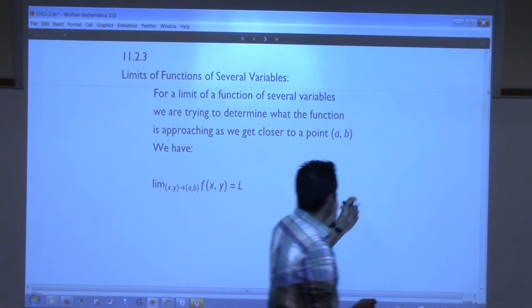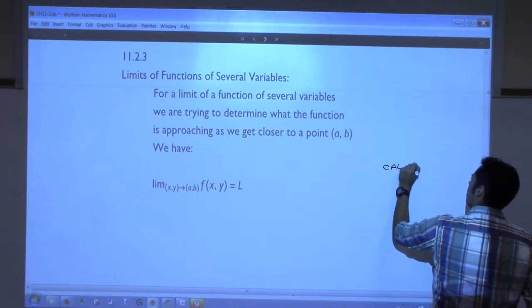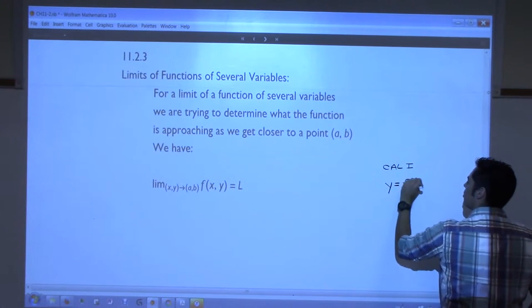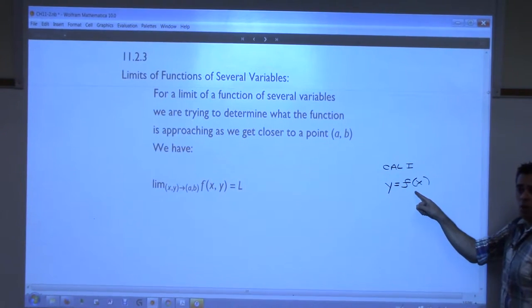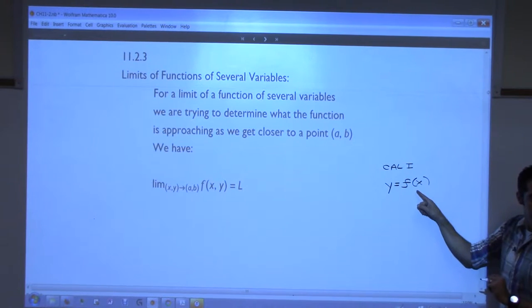Let me try and illustrate it. In Cal 1, you have y as a function of x. The domain in Cal 1 was one-dimensional, wasn't it, the domain?